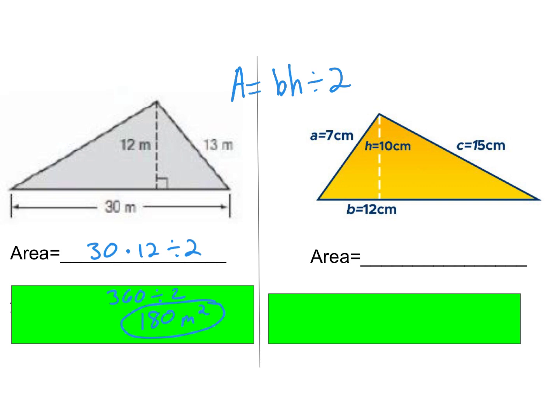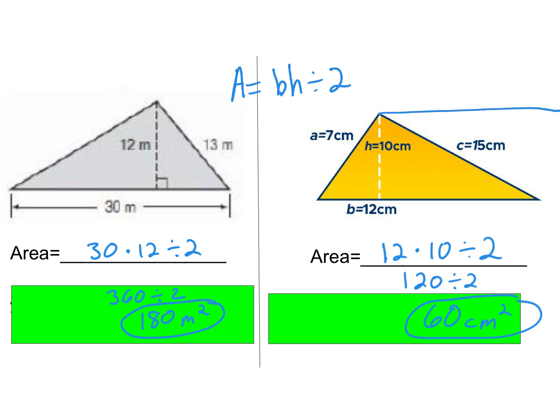Our next triangle, we have a base of 12 times a height of 10. To get the area, we need to divide that by 2. So 12 times 10, 120, divide by 2, 60 centimeters squared. And there's our area for our two triangles. Remember, we're doing a base times height divided by 2 because our triangles are half of a parallelogram.